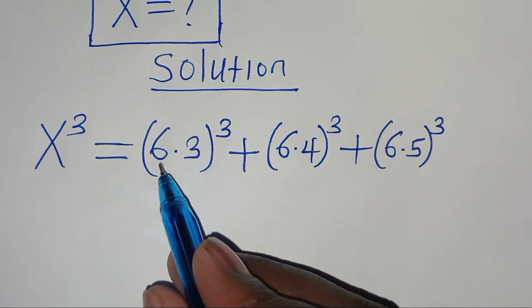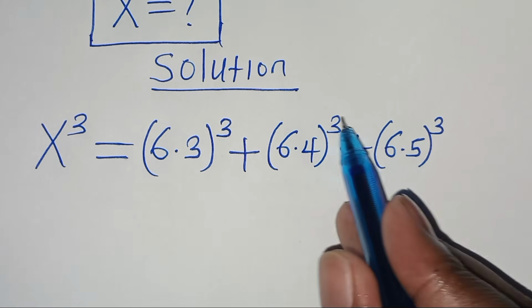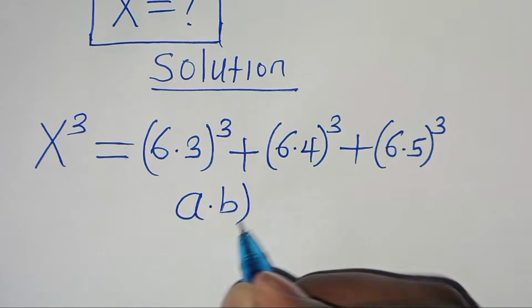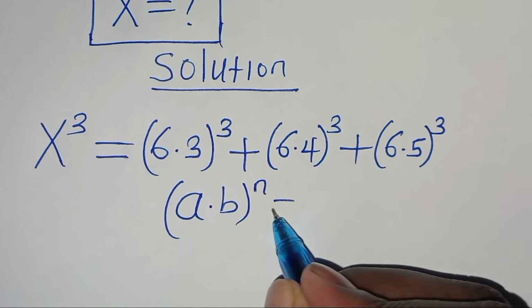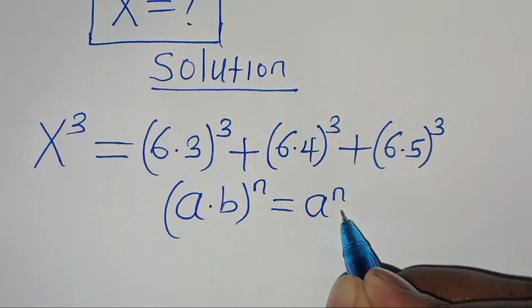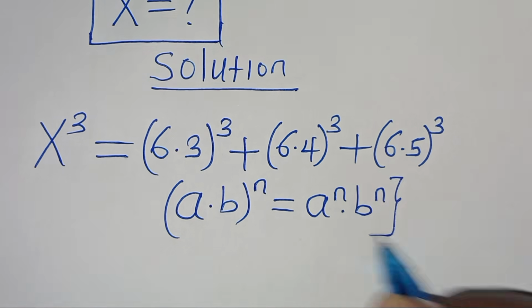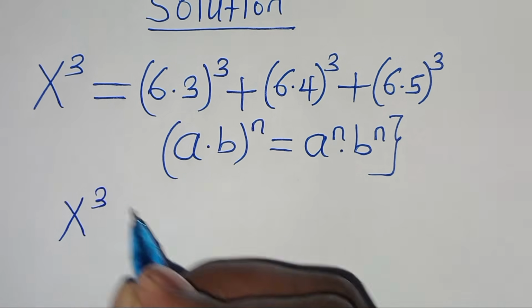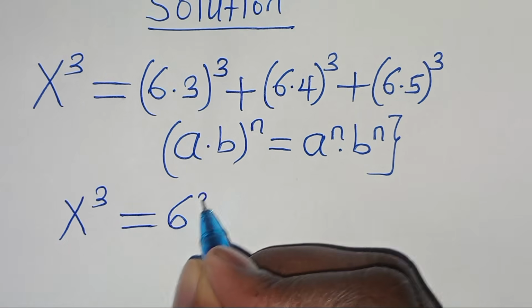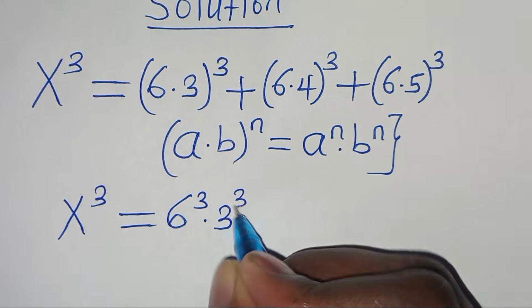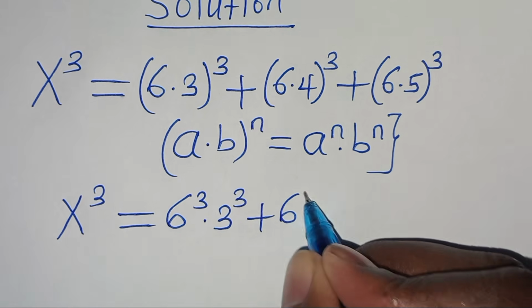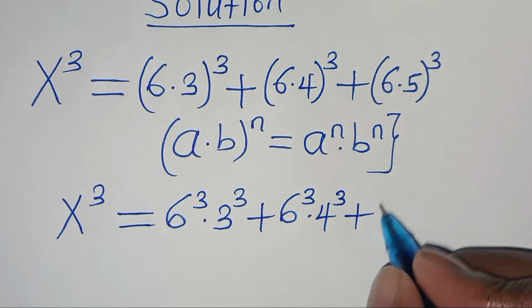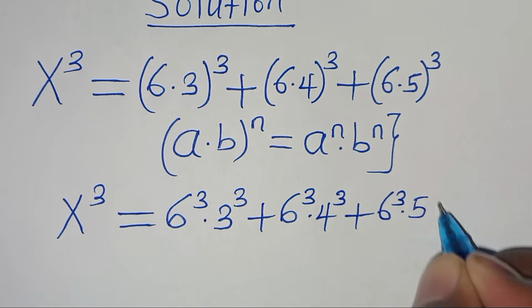Now, 6 times 3 to the power of 3, 6 times 4 to the power of 3, and 6 times 5 to the power of 3. This is in the form of a times b raised to the power of n, which we can express as a to the power of n times b to the power of n. Applying this exponent property, we have x to the power of 3 equal to 6 to the power of 3 times 3 to the power of 3, plus 6 to the power of 3 times 4 to the power of 3, plus 6 to the power of 3 times 5 to the power of 3.